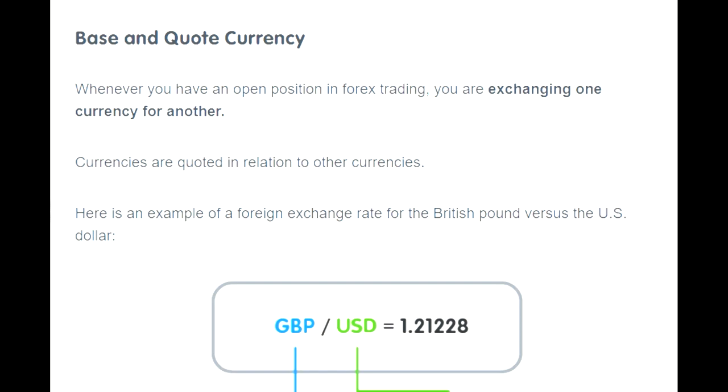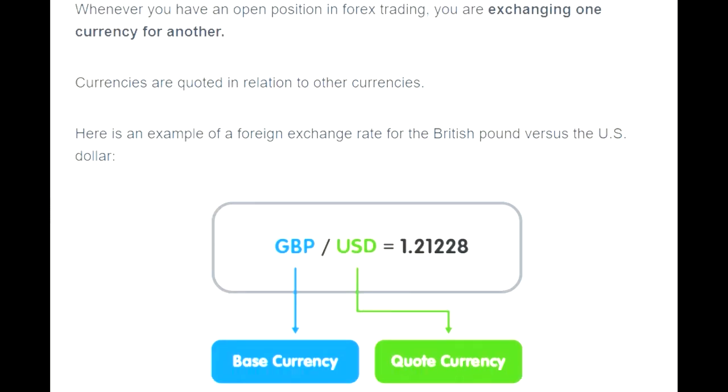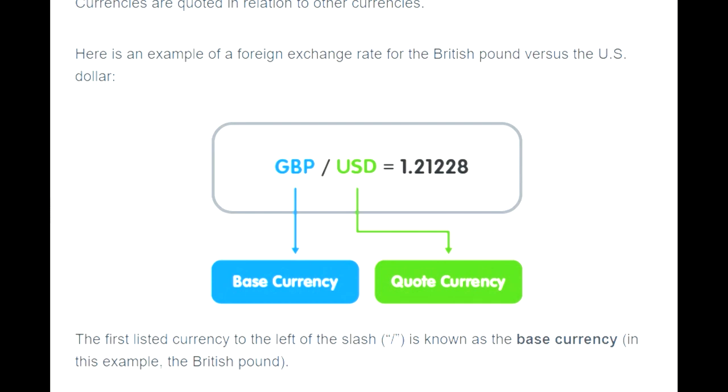So, most importantly, how to read the currency pairs. Okay, so like I said before, we have the base and quote currency. Whenever you have an open position in forex trading, open position means just entering the market or maybe putting in a buy or sell order. That is you opening a position in the market. So you are exchanging one currency for another.